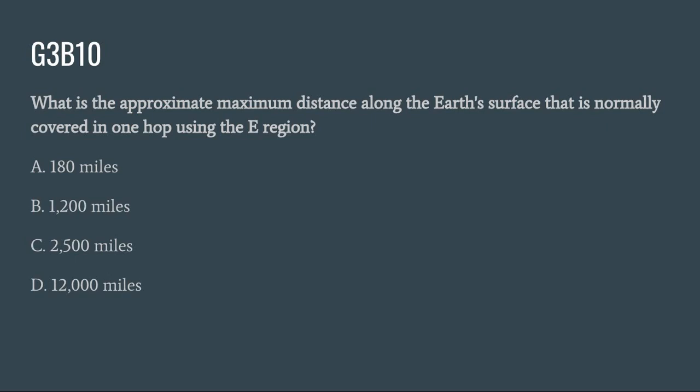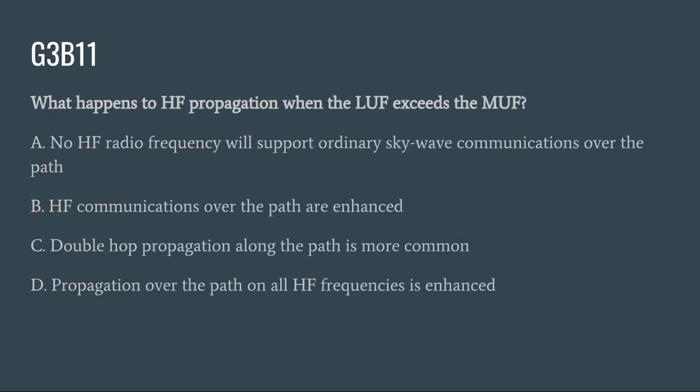G3B10, what is the approximate maximum distance along the Earth's surface that is normally covered in one hop using the E region? A, 180 miles. B, 1,200 miles. C, 2,500 miles. Or D, 12,000 miles. The correct answer here is B, 1,200 miles.